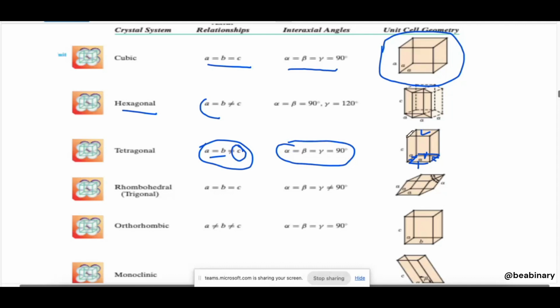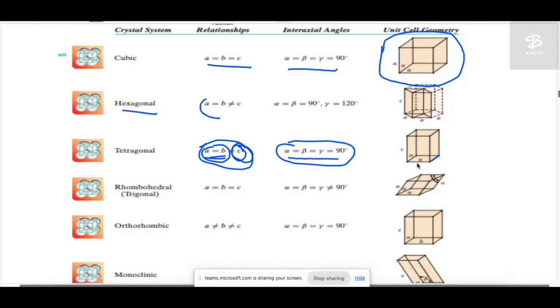But you can clearly see this height, this line, is different from the rest of the edges. That's why A is equal to B and not equal to C. I mean, A and B are equal, but they are not equal to C. But the angles alpha, beta, and gamma are all equal to 90 degrees, as you can see here clearly, all angles are at 90 degrees.